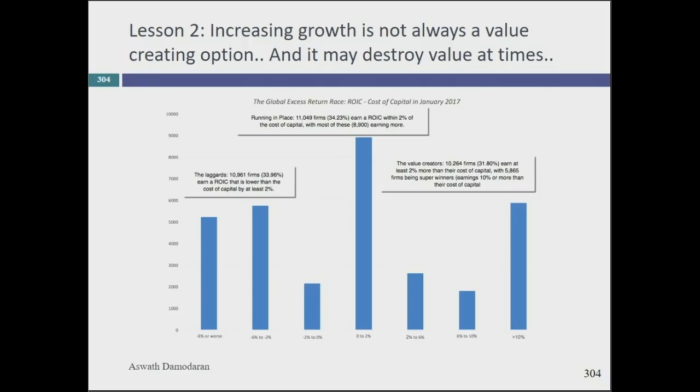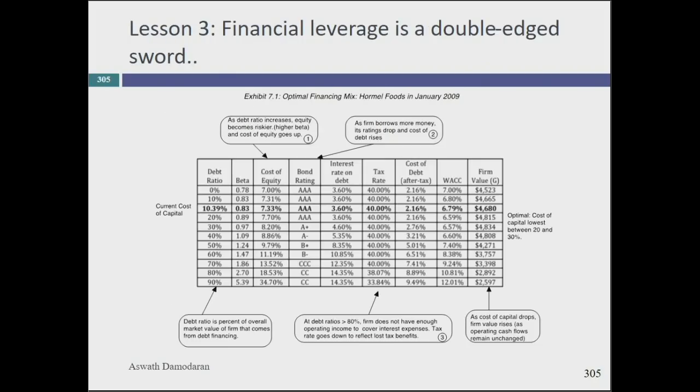And I'll show you versions of this graph at different points in time, but if you look across U.S. companies, across global companies, it's actually very depressing, the percentage of companies that destroy value as they grow. So mature companies that say they want to grow, I'm not sure you're going to get a higher value with that higher growth unless you can earn more than your cost of capital. Which brings me to my third point about mature companies.